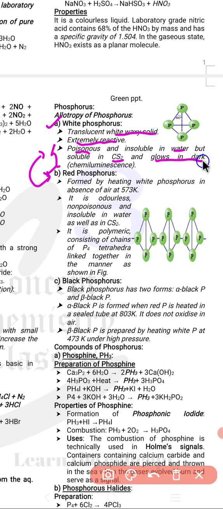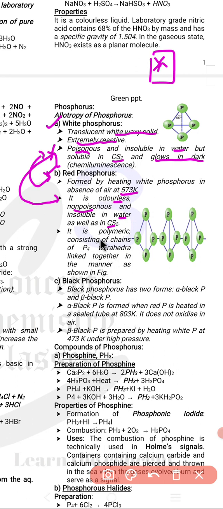White phosphorus glows in the dark. If we place it in a dark room, it will glow. That is called chemiluminescence, right? Red phosphorus is formed from white phosphorus by heating at 573 Kelvin. It is non-poisonous, and it is insoluble in water as well as in carbon disulfide. So this property and this property can be asked in the exam in the form of a comparison.